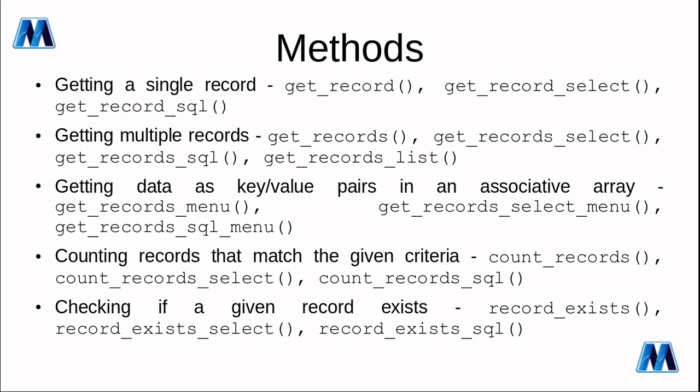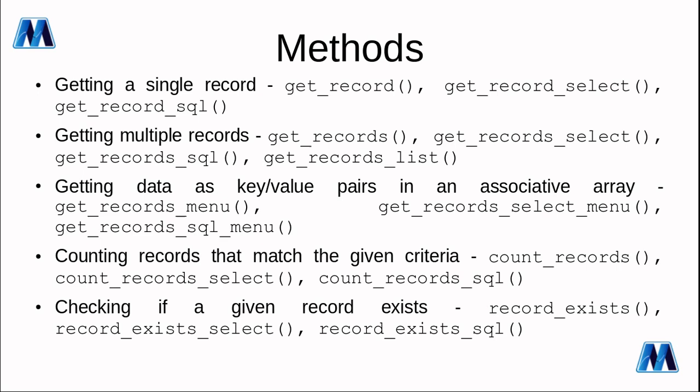So the methods for getting a single record: get underscore record is the one where you pass in the conditions as an array. Get record underscore select is where you pass in the select string, or get record underscore SQL where you pass in the full SQL command. Okay, and you can see the pattern here: underscore select for select statements, underscore SQL for your SQL statements.